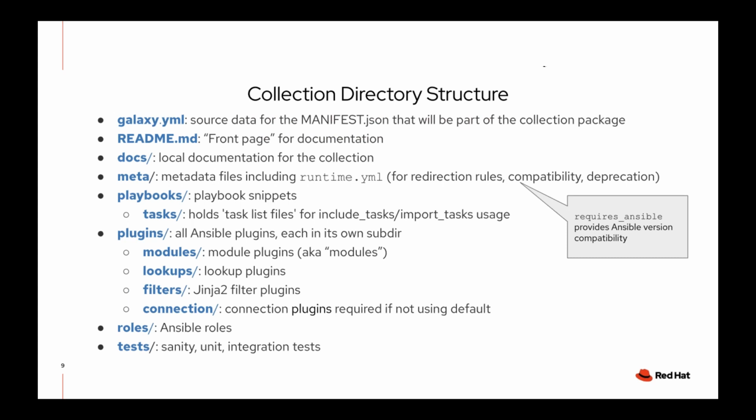So the metadata files, including runtime YAML, also include compatibility. If it's coded properly, it can determine exactly what versions of Ansible are compatible with the collection. We do this for the collections that are maintained and developed by the Ansible team. So you could see a lot of the supported and certified content has the requires Ansible field in there. And we also have the deprecation field, where you show what pieces and parts of the collection are going to be deprecated. So this is very, very granular per collection.